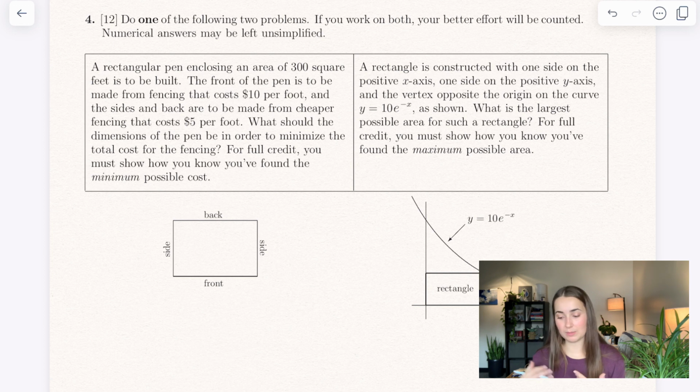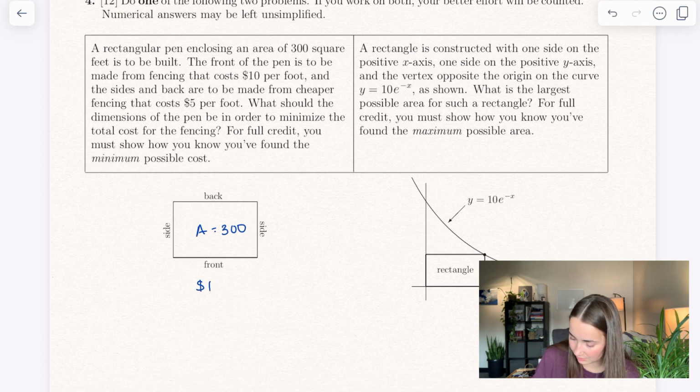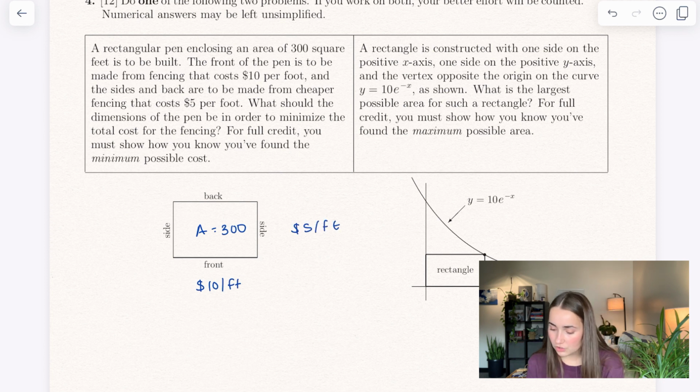Okay, so here we have optimization problems. I'm going to do both of them, but I'm going to start with this left one first. So we have this picture of a rectangular pen, and I know it has to enclose an area of 300 square feet. The front of the pen is to be made with a cost that costs $10 per foot, and then the sides and the back, everywhere else, is going to be $5 per foot. So what should the dimensions of the pen be in order to minimize the total cost of the fencing? So for full credit, we have to show that we found the actual minimum.